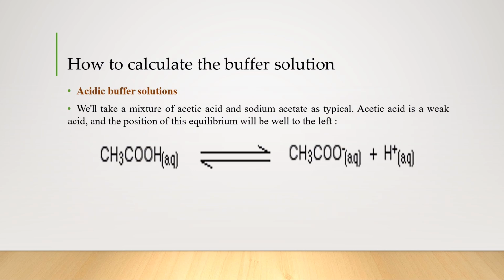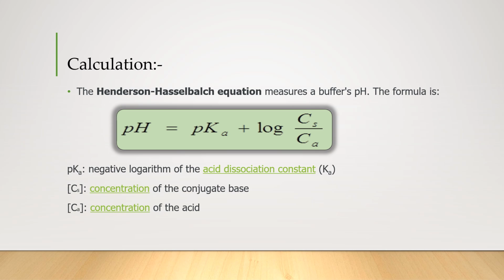So for the acidic buffer solution, we will typically take a mixture of acetic acid and sodium acetate. The acetic acid is a weak acid, and the position of this equilibrium will be shown below the equations. The Henderson-Hasselbalch equation: the pH equals pKa, the negative logarithm of the acid dissociation constant, plus the log of the concentration of the conjugate base by the conjugate acid.